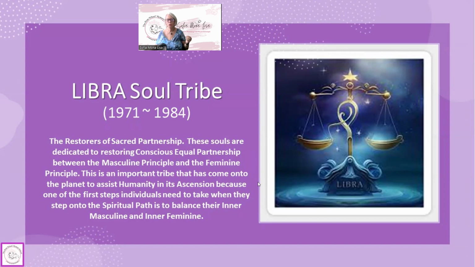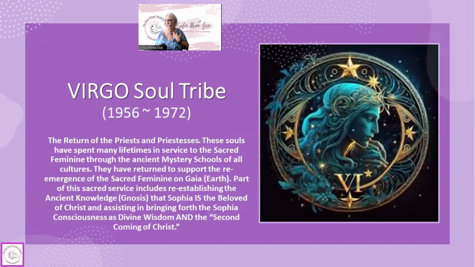This is an important tribe that has come onto the planet to assist humanity in its ascension, because one of the first steps individuals need to take when they step onto the spiritual path is to balance their inner feminine and their inner masculine. That has to happen first. Okay. All right. Before the Libra soul tribe came my soul tribe, the Virgo soul tribe.